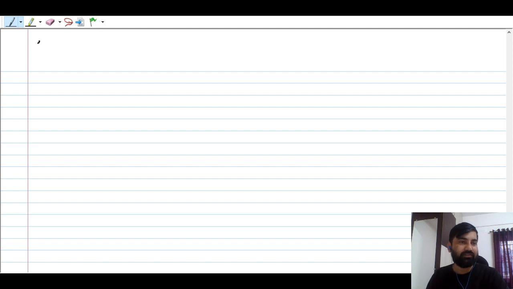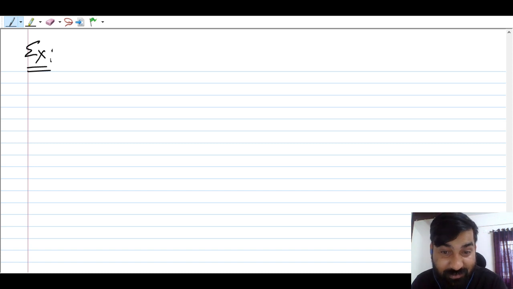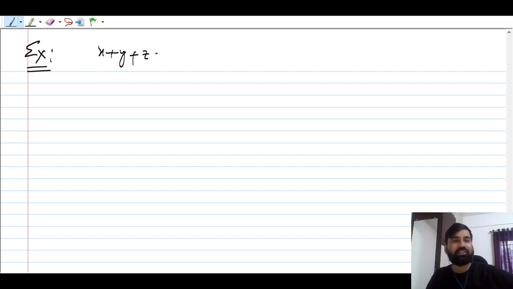Let us take one example again. Now I will be taking an example of null space. That is a special one. See, row space and column space are very simple. Talking about the basis for row space and column space is very simple, but null space is a little more interesting. So suppose you have an example: x plus y plus z equal to 0, and x plus 2y plus 3z equal to 0, and 2x plus 3y plus 4z equal to 0, right?